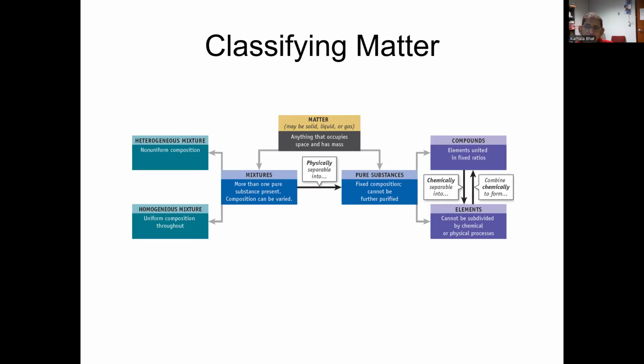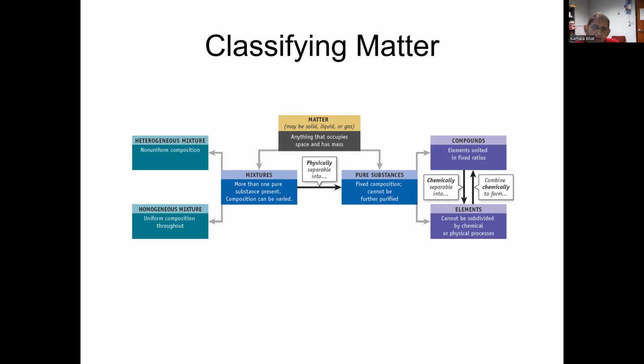When we classify matter, we start looking at how we separate it. Generally speaking, matter occurs in nature in the form of a mixture. And as we have already defined, matter occupies space and has mass. So we separate it into mixtures and pure substances. Physically, we can separate these two into mixtures and pure substances.